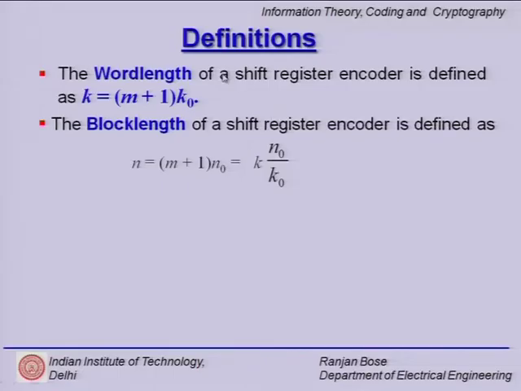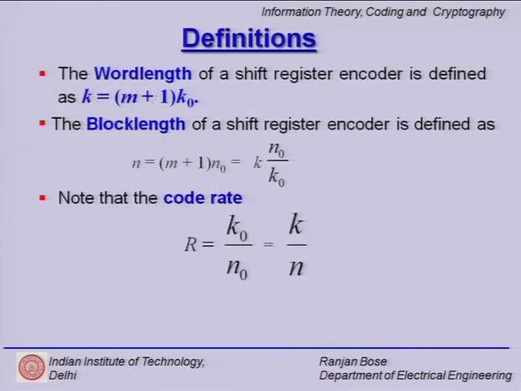So, the word length can be defined in terms of this m. Remember, m was used to define the constraint length. So, m plus 1 into k naught is k, which we define as the word length, and the block length n can be m plus 1 into n naught. So, I can have a parallel understanding of the word length and the block length for the tree code. And code rate is nothing but k naught over n naught, which can be easily expressed as your n and k, the ratio of the word length to the block length.